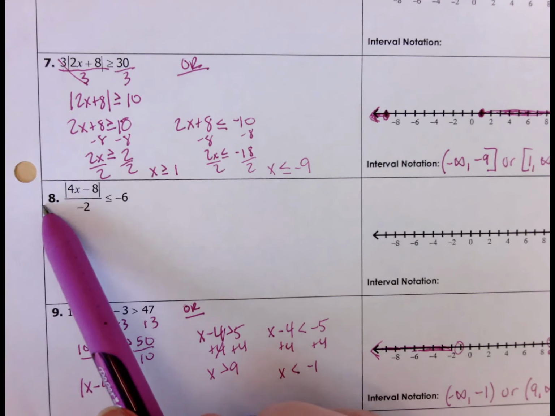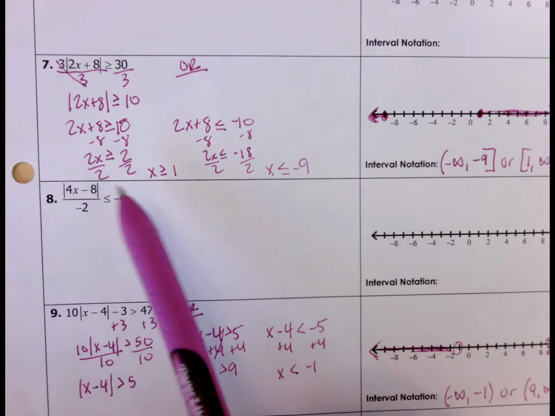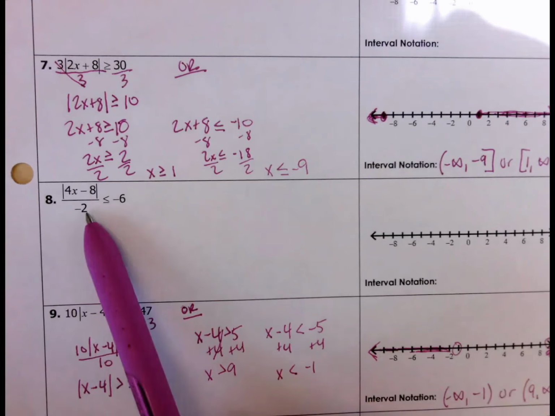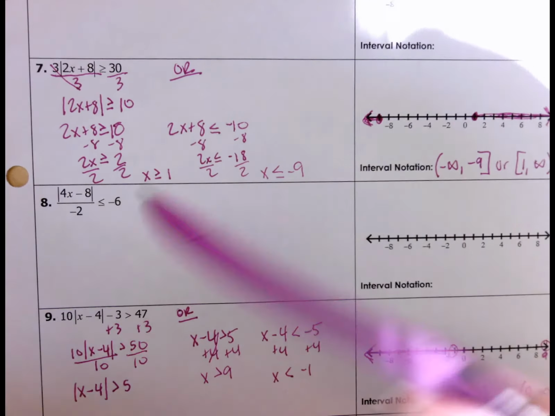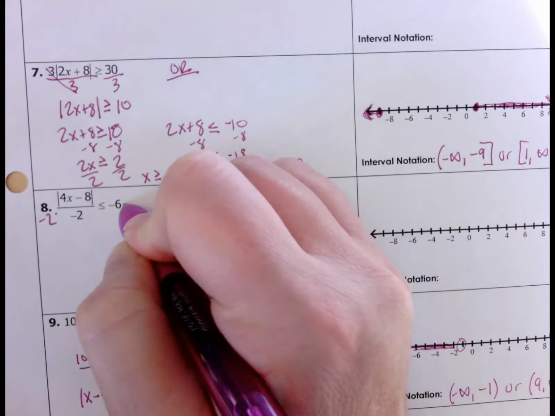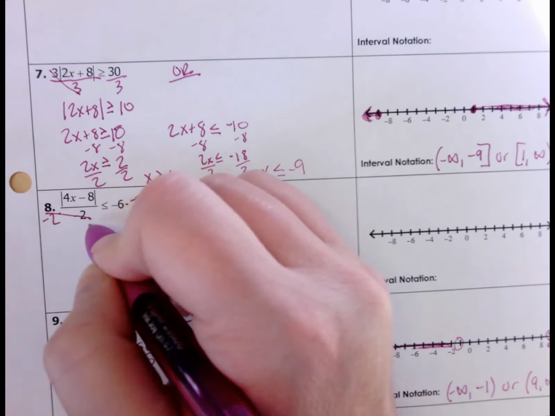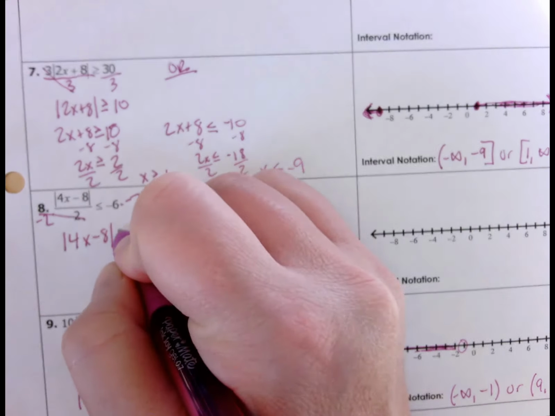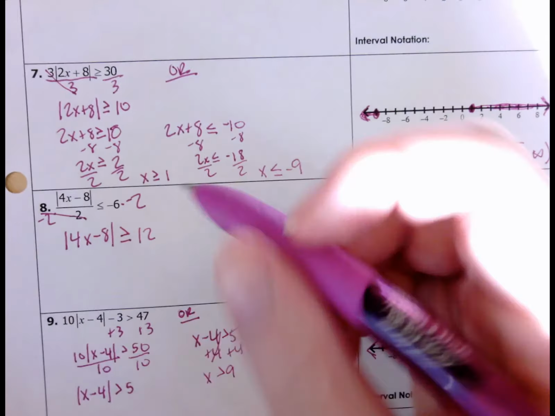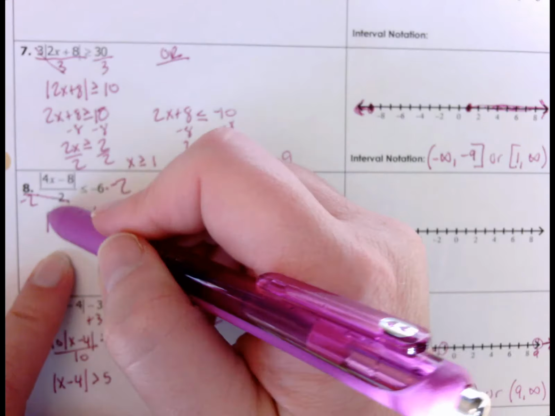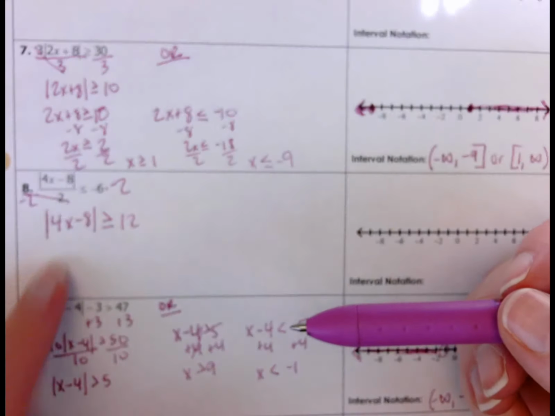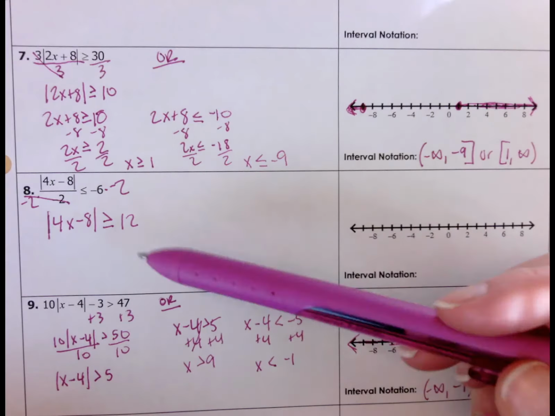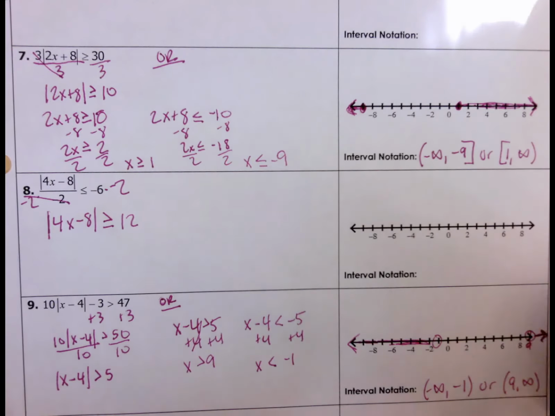So when you multiply both sides by negative 2, in order to get rid of that, you have to flip this sign as well. So I would multiply both sides by negative 2. You would cancel this out over here. I'd be left with 4x minus 8 is greater than or equal to 12. Okay, now you can create your 2 equations from that, but be very careful. Okay, so use that to help you out with number 8. Keep that in mind as you work through these.